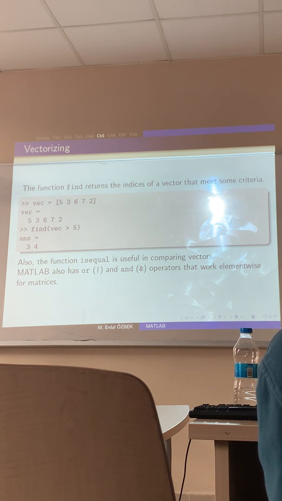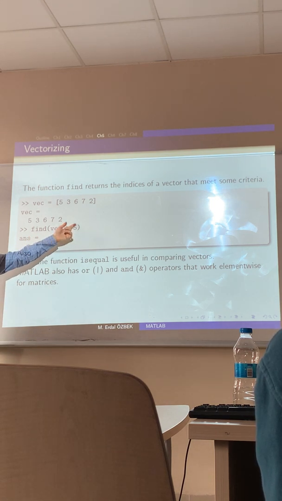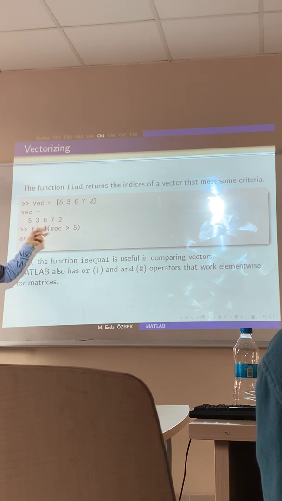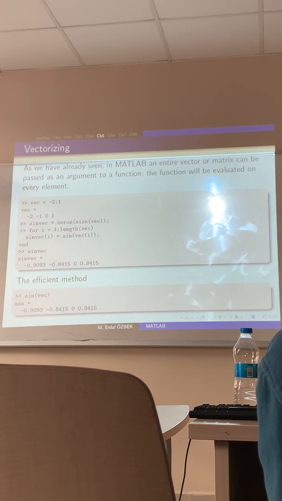And the important function, what was that? It was find, which gives the indices of the vector that meet a criterion, this condition. So vec greater than 5. Which ones? 6 and 7. So it gives the indices 3 and 4, right? You know that these are 6 and 7, but these are the index numbers, not the numbers themselves, the index numbers of this vector. Okay?